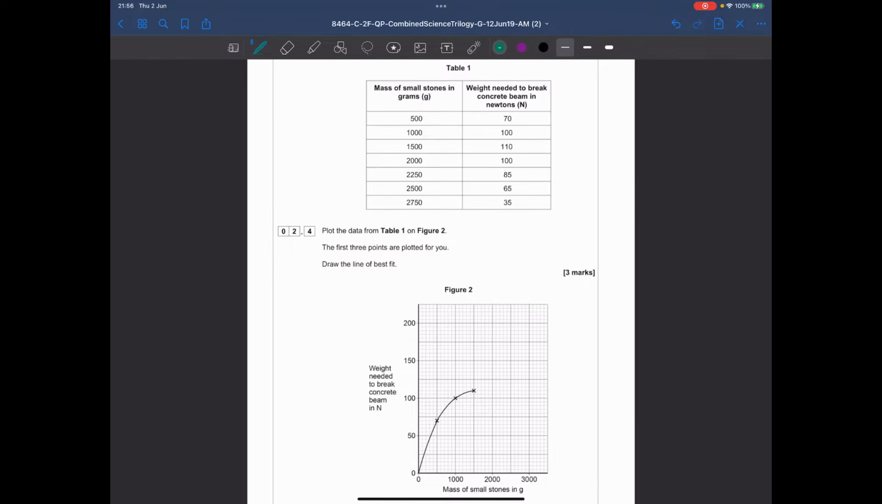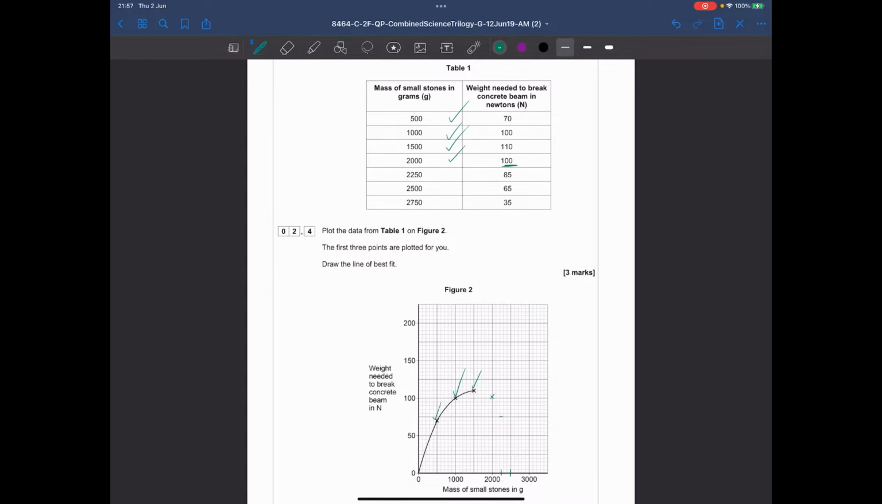So we can see that 500 grams, that one's done. 1,000 grams, that one's done. 1,500, that one is done. So at 2,000, the weight needed was 100. So we can go 2,000 straight to 100. 2,250, which would be halfway between 2,000 and 2,500, is 85. So you would go up halfway between 50 and 100, which is 75.